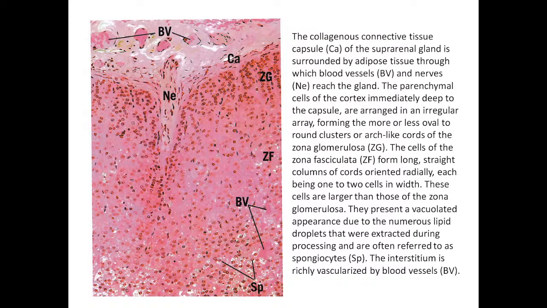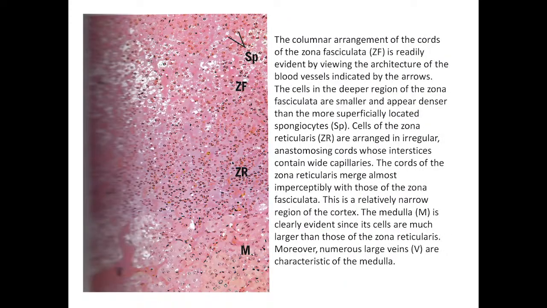The interstitium is richly vascularized by blood vessels. The columnar arrangement of the cords of zona fasciculata is readily evident by viewing the architecture of the blood vessels indicated by the arrows. The cells in the deeper region of zona fasciculata are smaller and appear denser than the more superficially located spongiocytes. Cells of the zona reticularis are arranged in irregular anastomosing cords. The interstices contain wide capillaries. The cords of the zona reticularis merge almost imperceptibly with those of zona fasciculata. This is a relatively narrow region of the cortex.